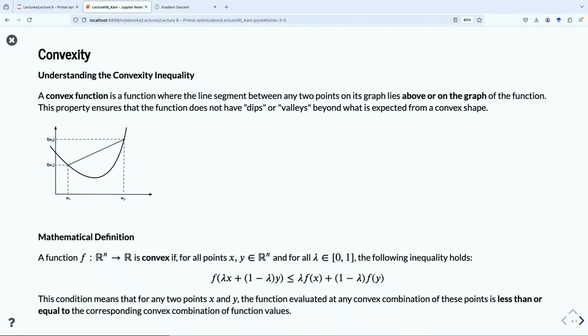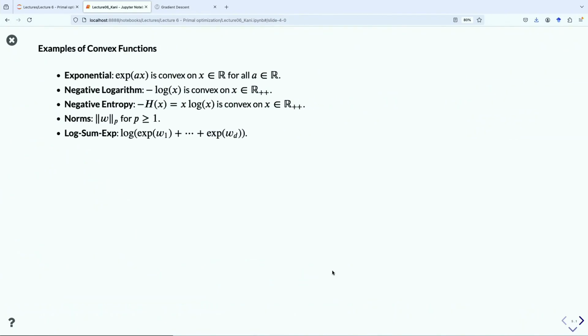Okay, makes sense? So, examples of convex functions: exponential, negative logarithm, negative entropy, norms, log-sum-exponential. All those functions are convex for obvious reasons. Why is negative logarithm... okay, let me throw this out. Why is negative logarithm convex but not positive logarithm?